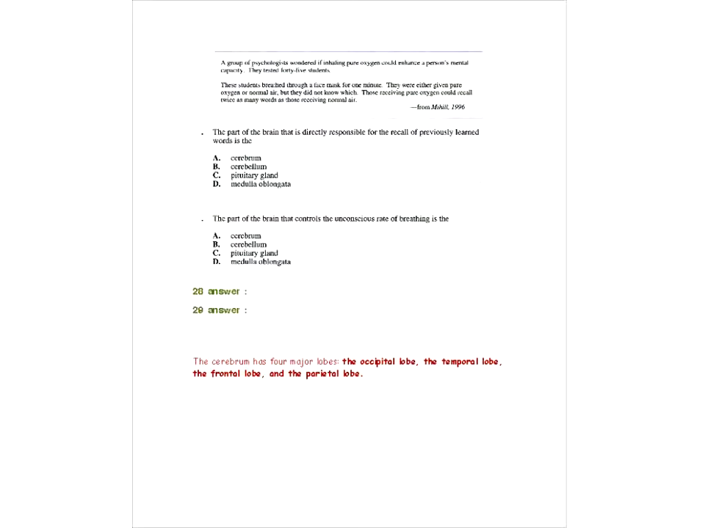Second question then, the part of the brain that controls the unconscious rate of breathing. Is it the cerebrum, the cerebellum, the pituitary gland, or the medulla oblongata? This one would be the medulla oblongata, and as we looked at before, it's part of the autonomic nervous system, which we associate with automatic. And again, breathing is something that's unconscious or automatic.